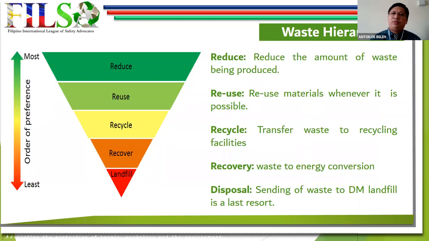Now let's talk about the hierarchy of waste. The waste hierarchy is a tool used in the evaluation of processes that protect the environment alongside the source of energy consumption, from the most favorable to the least favorable action. The aim of the waste hierarchy is to extract the maximum practical benefits from products and to generate the minimum amount of waste. So we have reduce, reuse, recycle, recover, and landfill.